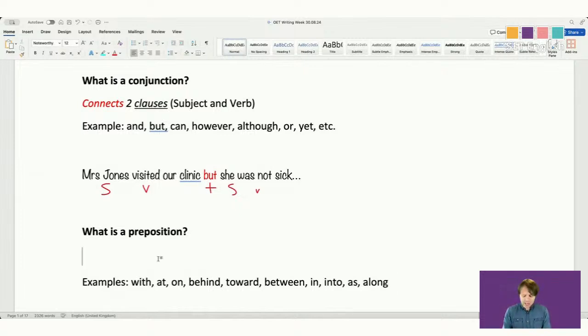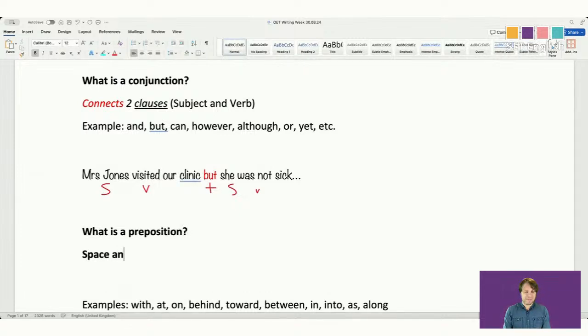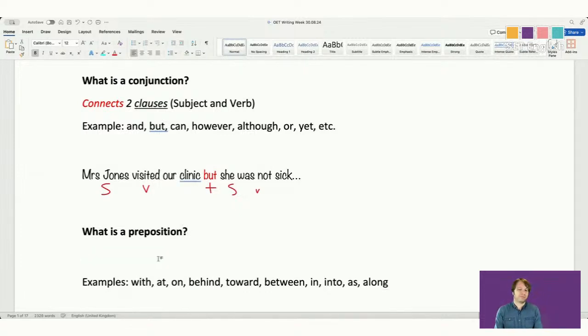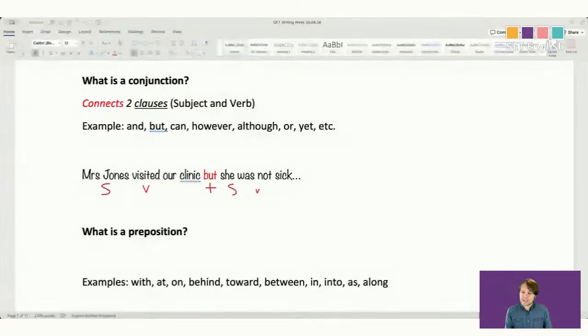All right, so what is a preposition? Someone said space and time. I don't think so. It's more than that. Space and time, no. Try again. What is a preposition? What do you guys think a preposition actually is? Is it connecting two things? Is it connecting sentences? What is a preposition? What do you guys think? Just type in the chat.